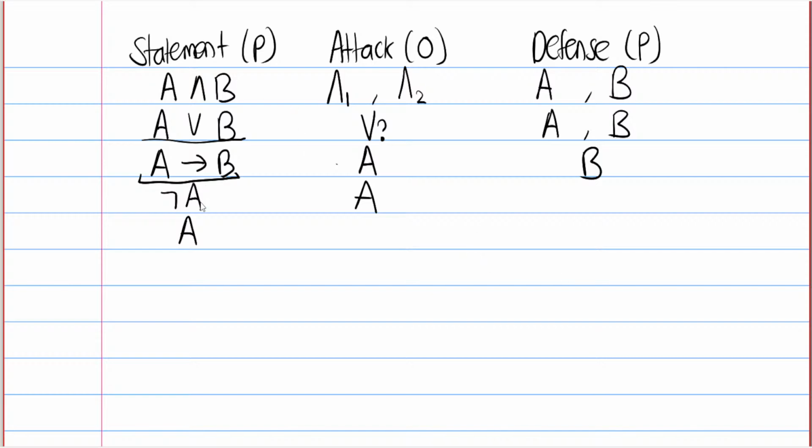So let's say, for example, A is, I am like 5 years old. So not A is, I am not 5 years old. Right? That's the claim that P is making. I am not 5 years old. And the other person in the argument says, no, you are 5 years old. That's how they're gonna attack. And the sad thing is, P has no available defense against that.